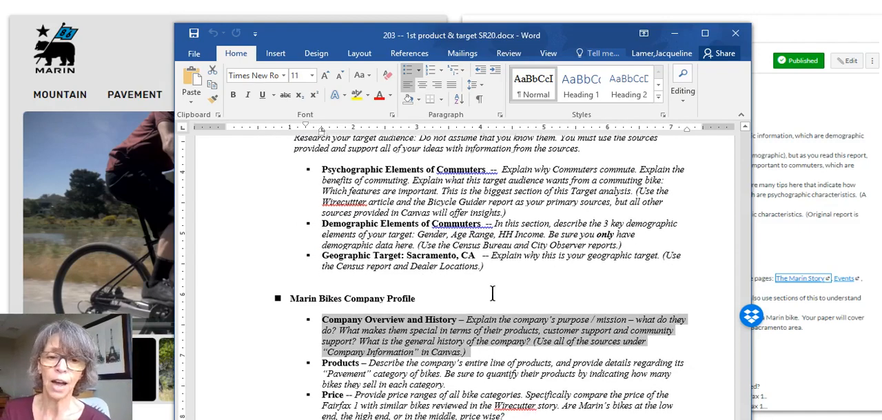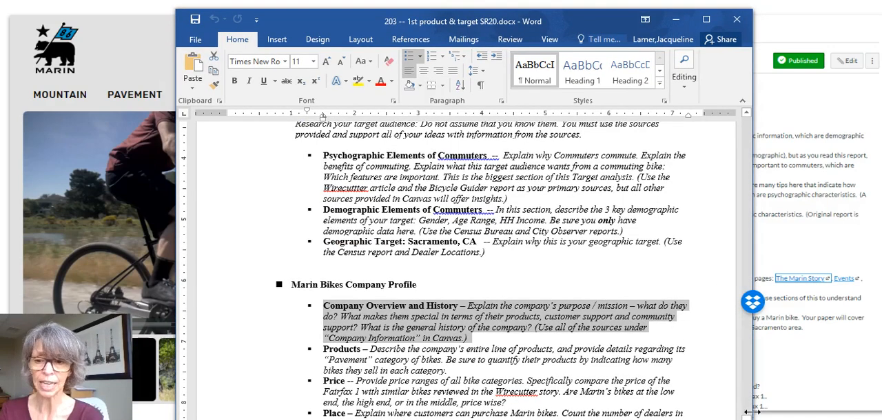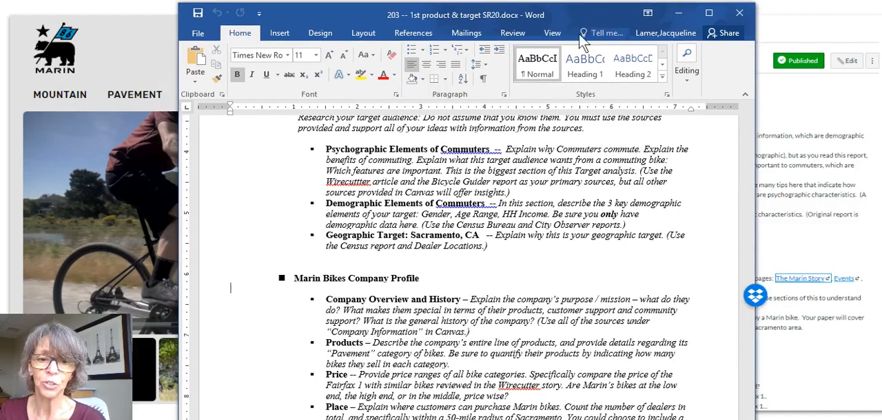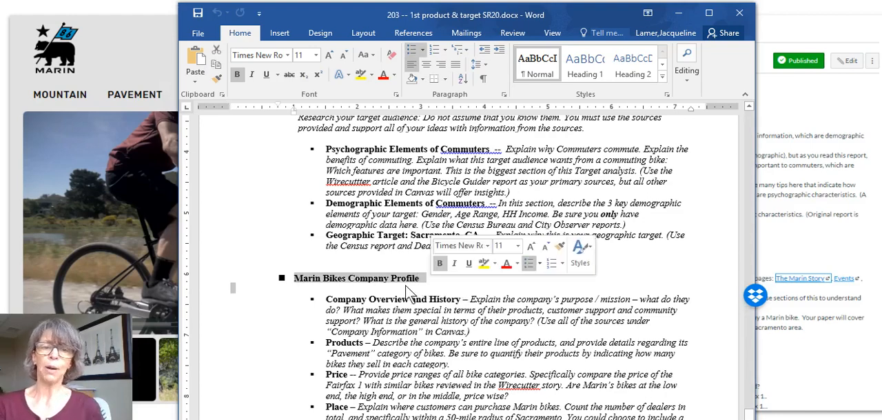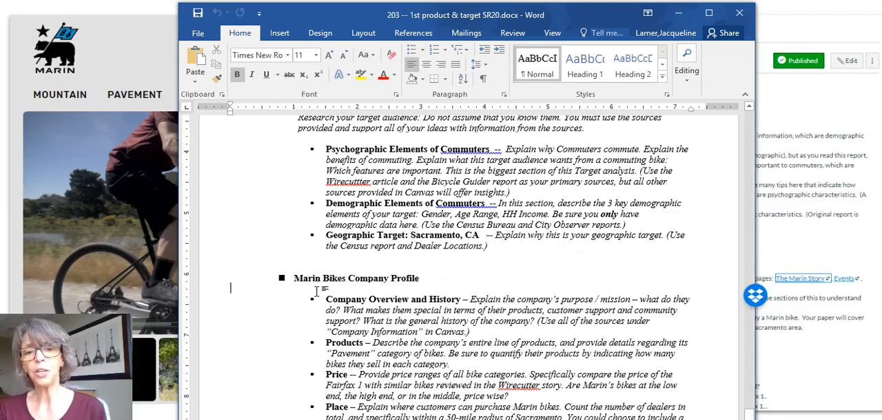But let's start with step number 1, which is get to know your client, and that is Marin Bikes. So for your assignment, you're going to be asked to, and again, follow the bold outline of the paper. What you turn in for your assignment should mimic the assignment in terms of all those bold headers, just like our previous papers. So in this part of your paper, Marin Bikes company profile, I just want you to learn about the company and learn a little bit about its history.